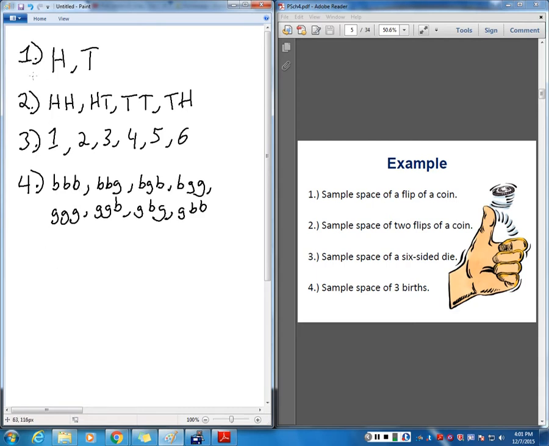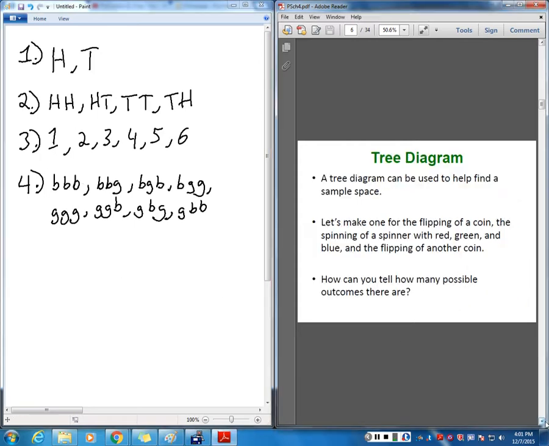Now, in number two and number four, those are events, but they are not simple events. They can be broken down into smaller components. The answers for number one and three cannot be broken down any further. They are simple events. All of these are sample spaces for different scenarios.